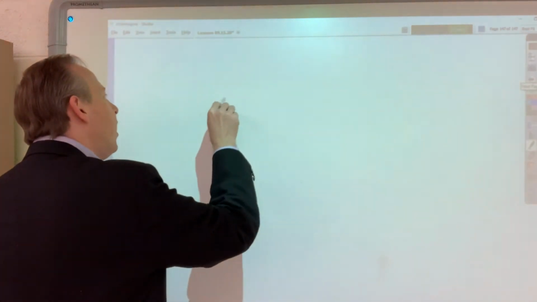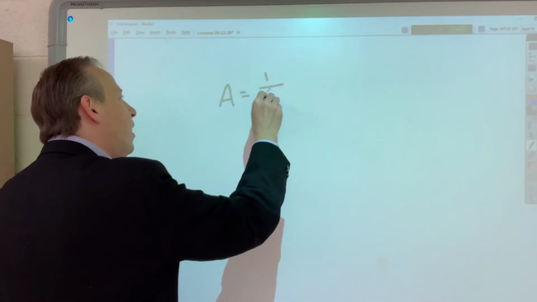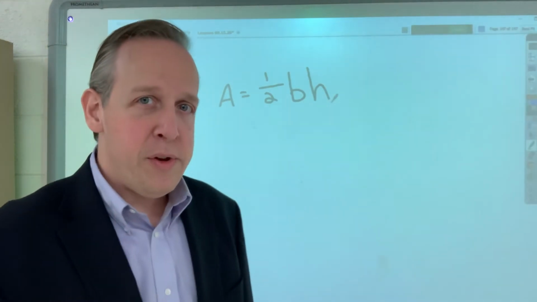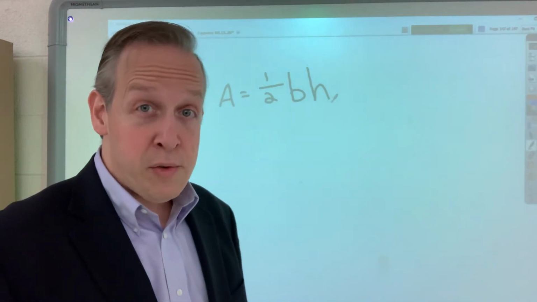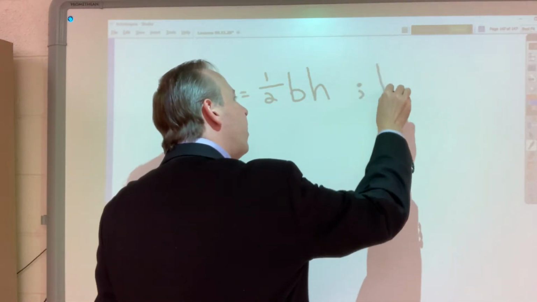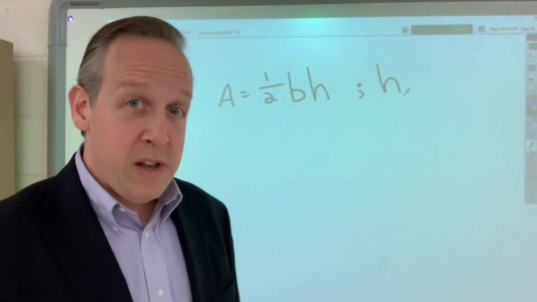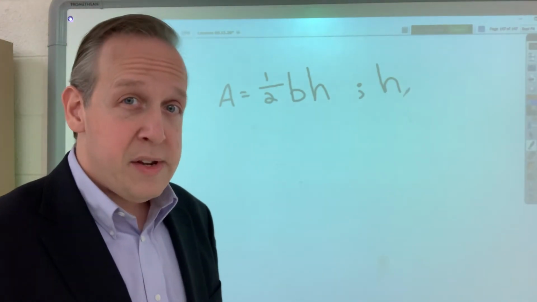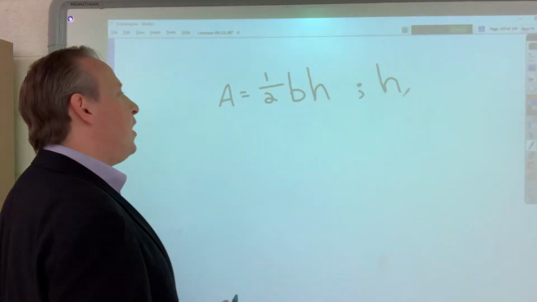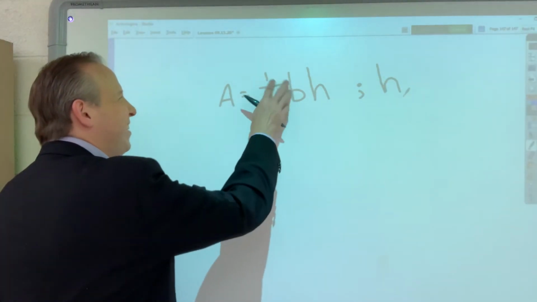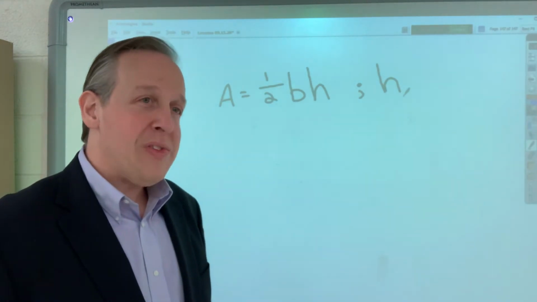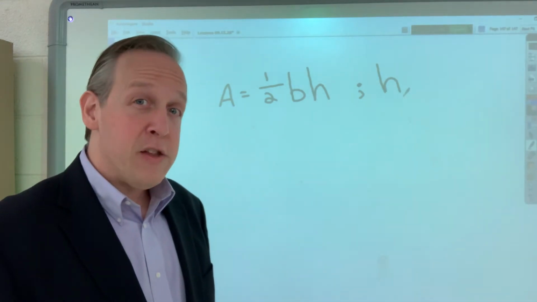Let's say the area of a triangle is 1/2 of its base times its height. Basic geometry equation that tells you the area of a triangle. All right, let's say this time we're going to try to solve for h, which means get the h by itself. The semicolon followed by the h tells you what we're trying to solve for. Okay, well, first thing I want to do is get rid of that 1/2. We could divide by 1/2, but what's easier is to multiply by its reciprocal.